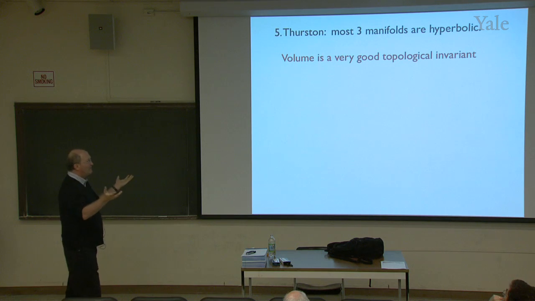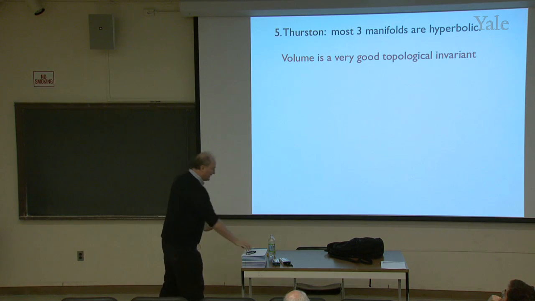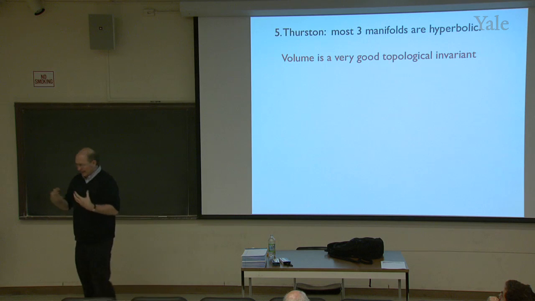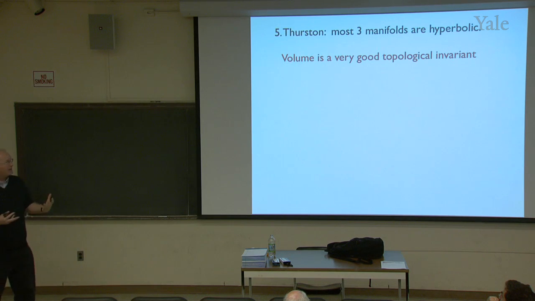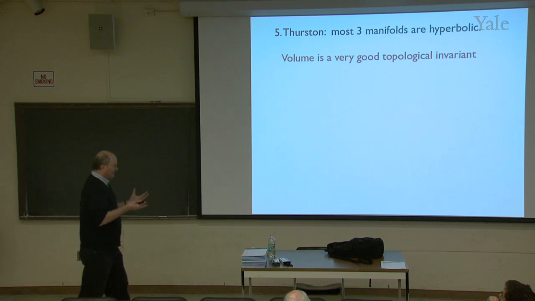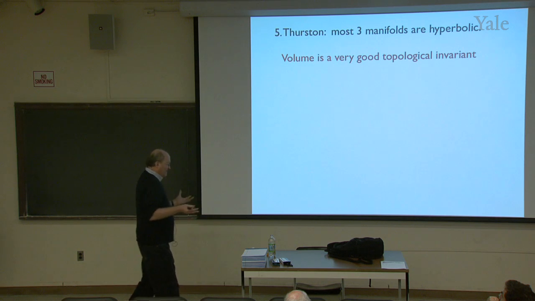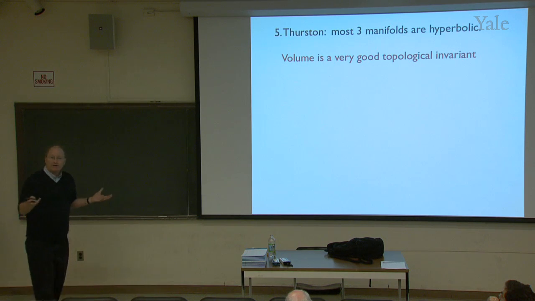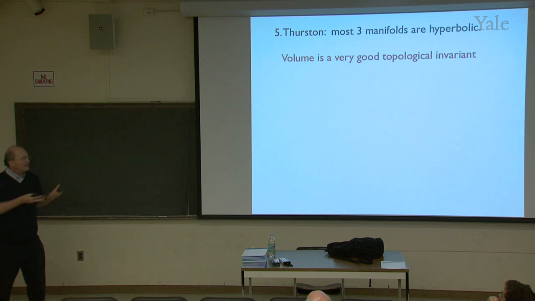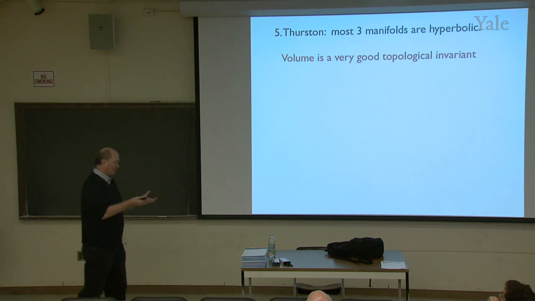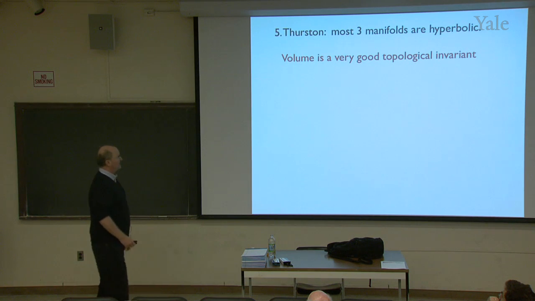If you want to tell two 3-manifolds apart, one way to do it is to compute the hyperbolic structure on them and compute the volume. If the volumes do not agree, then the manifolds are not isomorphic. Now notice that we're in an odd dimension, so the volume is not given by a Gauss-Bonnet formula. After all, the Euler characteristic will be 0.